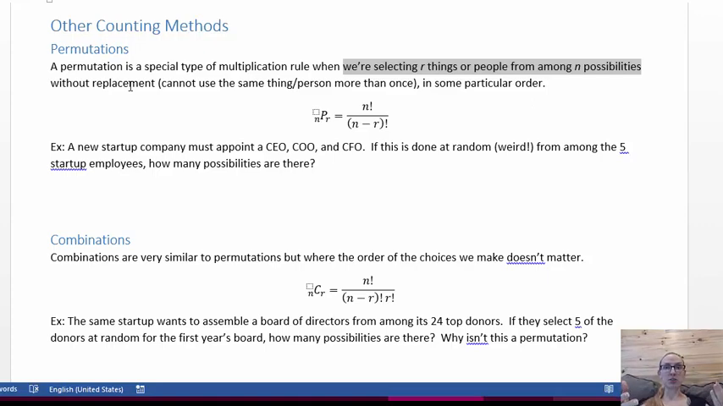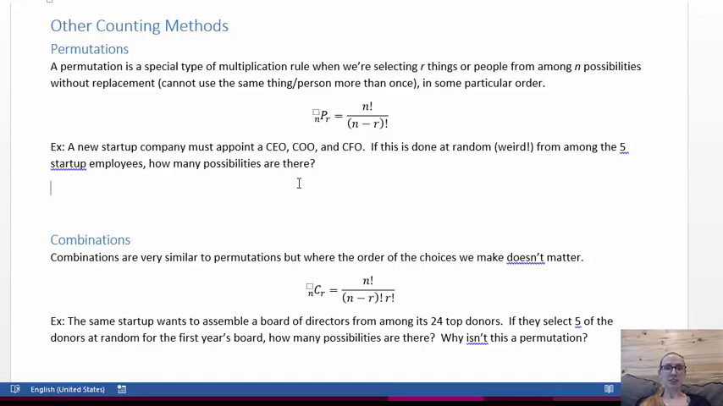Like with the ATM PIN codes, you could use the same number multiple times. That would not be considered a permutation. We're just taking a certain number from a pool of options and also putting them in a particular order. So my example here: a new startup company must appoint a CEO, COO, and CFO. If this is done at random, and they've got 5 startup employees, how many different options do they have?